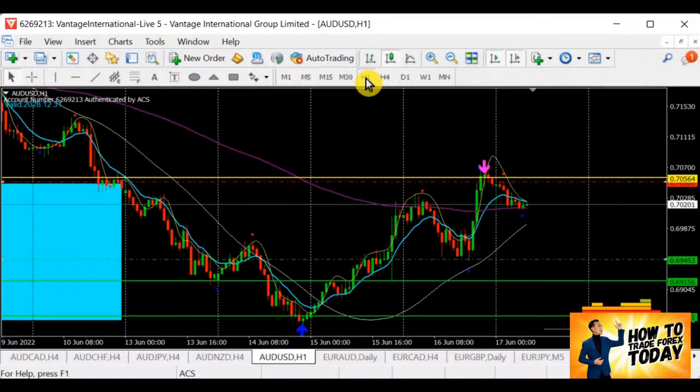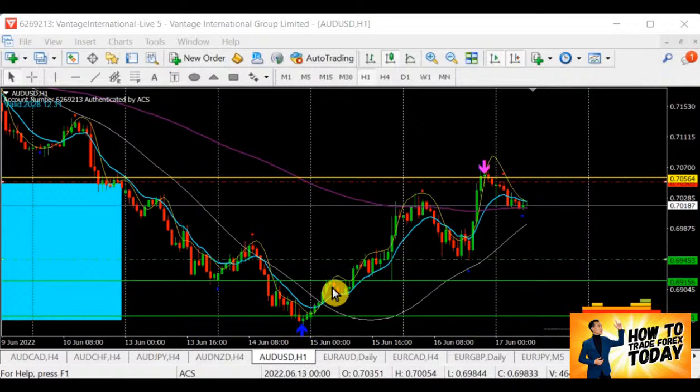So in H1, we are looking out for a green and red candle over here, similar to this. Then we can start selling. So Aussie dollar looks good to me. I'm going to put this Aussie dollar into my selling list.